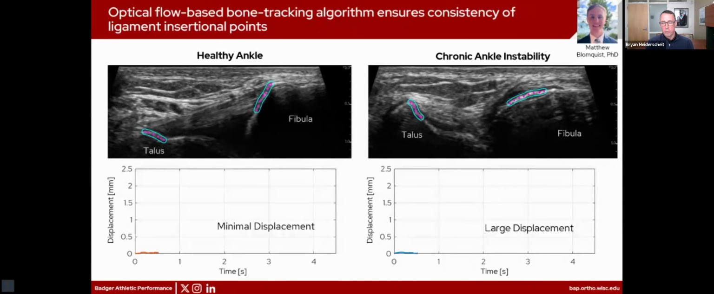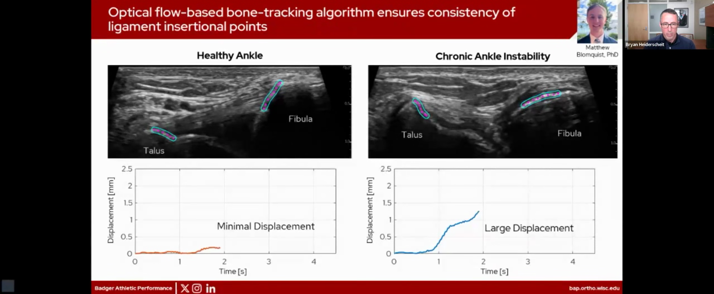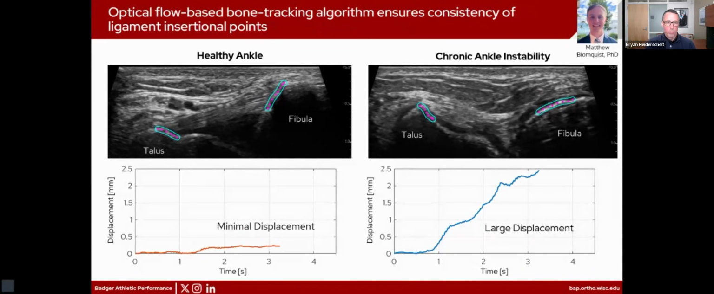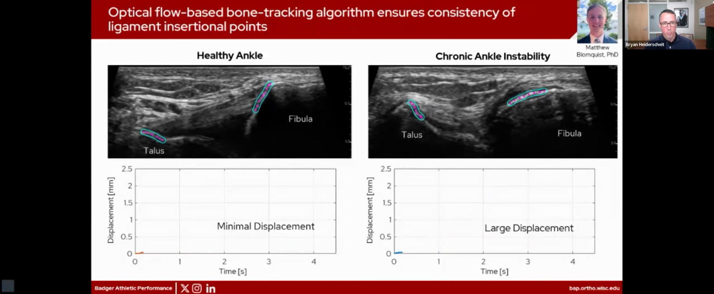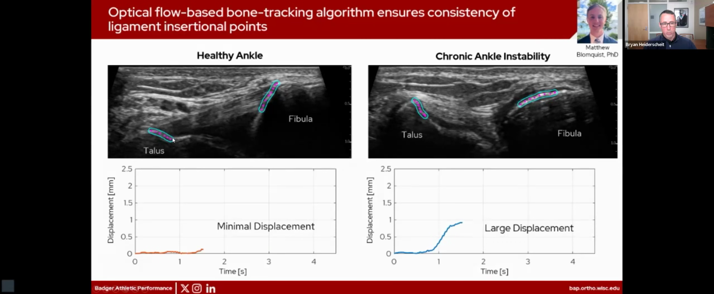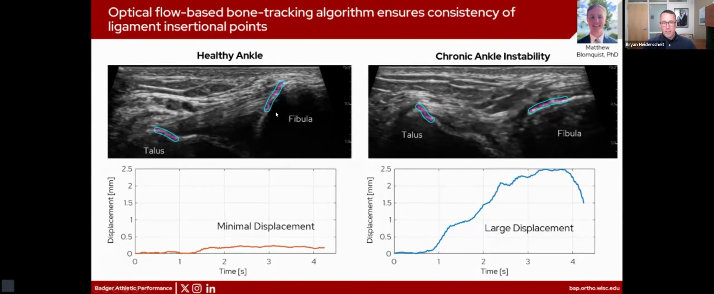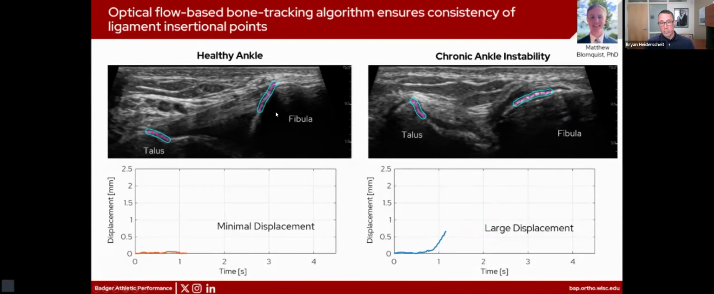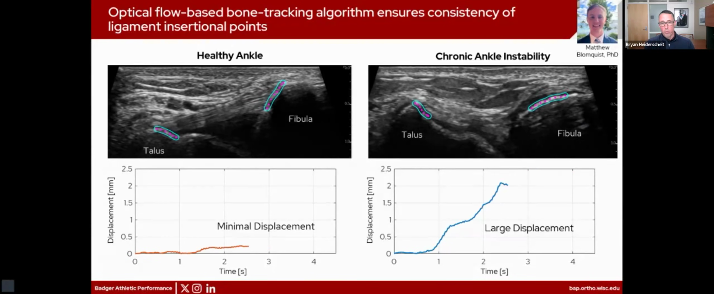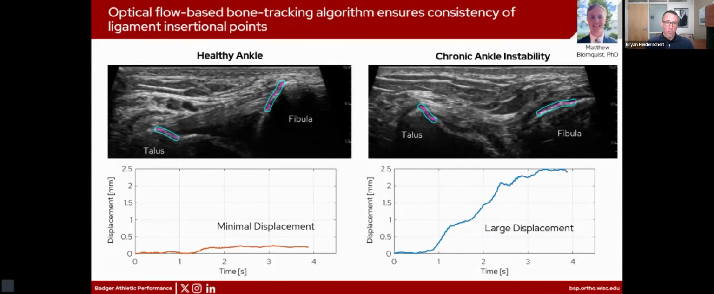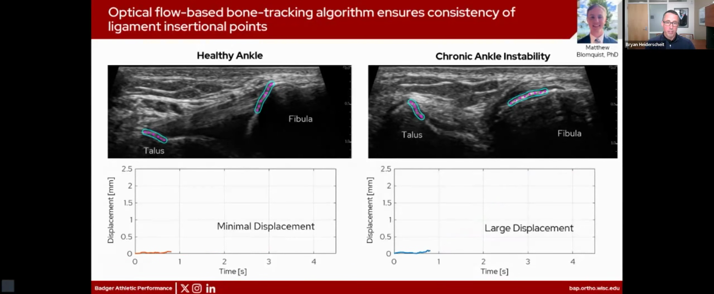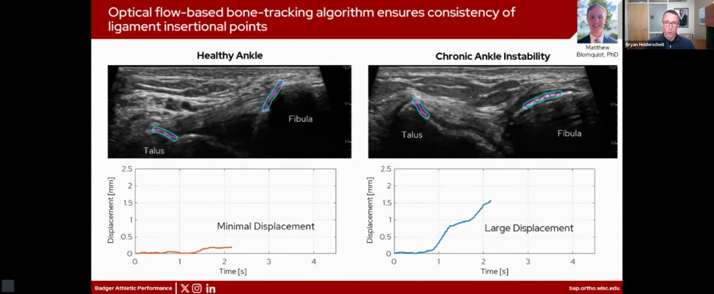And so that's where we've brought in one of our other postdocs, Matthew Bloomquist, who's done a really nice job developing algorithms for bone tracking, where we're able to track the talus on the video and the fibula, and not just the talus, but the actual consistent points on the talus. So we're able to follow the same points to ensure that we're actually locating and making our measurements from the same points on the bone.